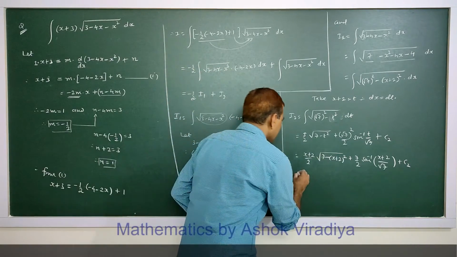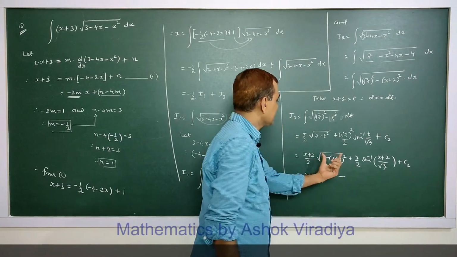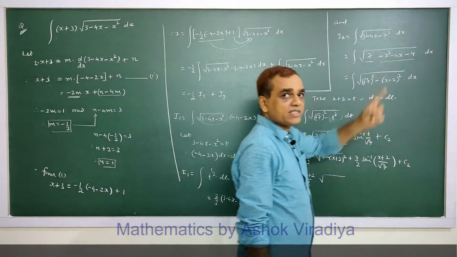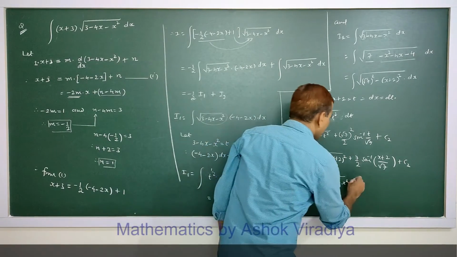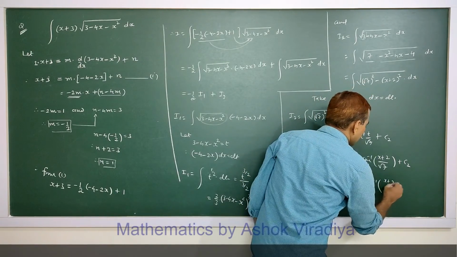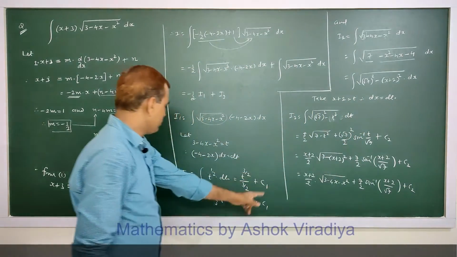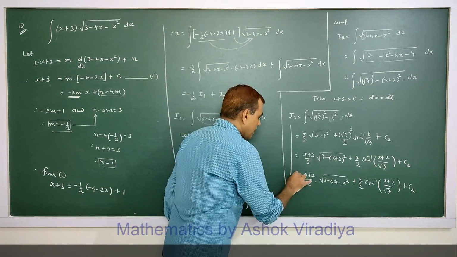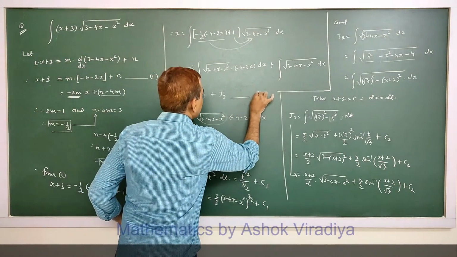Now this is equal to x plus 2 by 2 square root of, now in simple form, its simple form is 3 minus 4x minus x square, plus 7 by 2 sine inverse of x plus 2 by root 7 plus c2. So this is I2. Here it is I1. I1 and I2 both are obtained, and these values we are now going to put in equation 1.